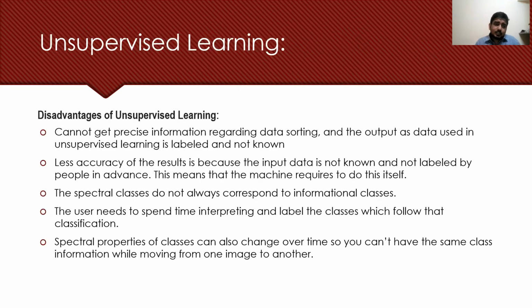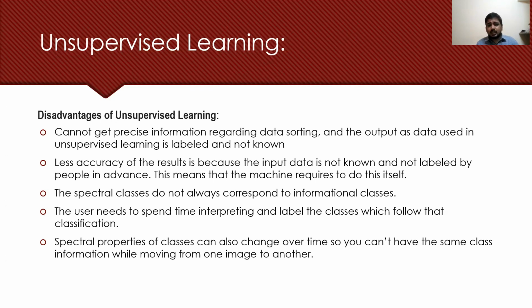So there are some disadvantages to unsupervised learning. It cannot get precise information regarding data sorting. Sometimes it is hard to predict precise information because the data is unlabeled, and it is less accurate for the same reason. The spectral classes do not always correspond to informational classes. The machine sometimes makes mistakes differentiating between classes or some members of the classes, and that is a problem in unsupervised learning because there is no one to tell the machine what to expect or what to learn.